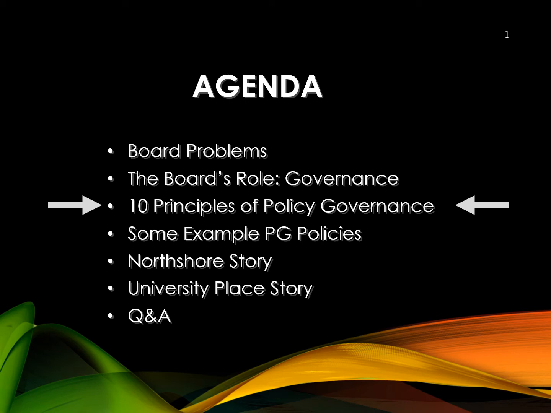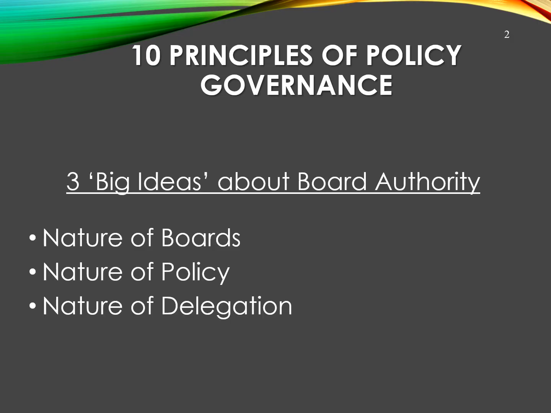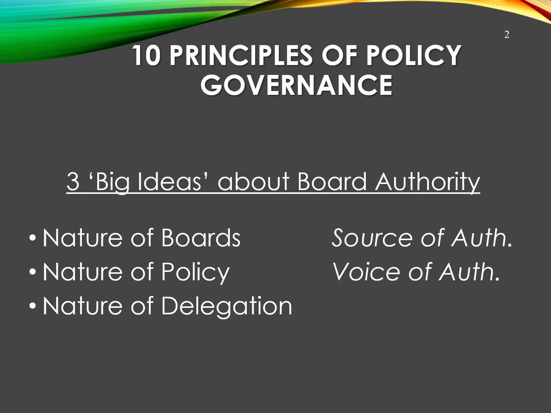Once a board clearly defines its governance role, it can understand and apply the policy governance model's 10 principles. These 10 principles all have to do with board authority. They fall into 3 groups. The first 3 principles deal with the nature of boards by clarifying the source of a board's authority. The next 4 principles deal with the nature of policy, which serves as the voice of board authority. The final 3 principles deal with the nature of delegation, which enables the board to exercise its authority through others.